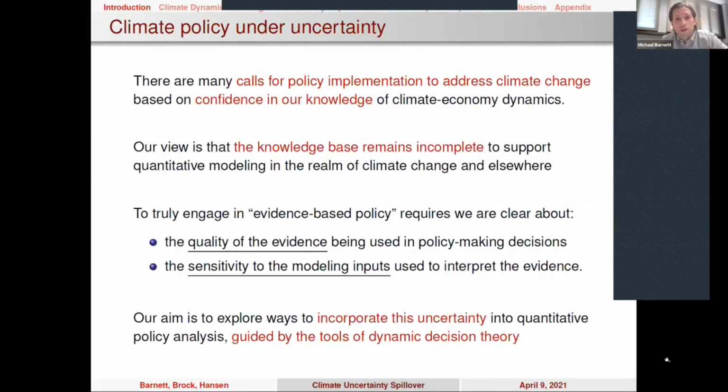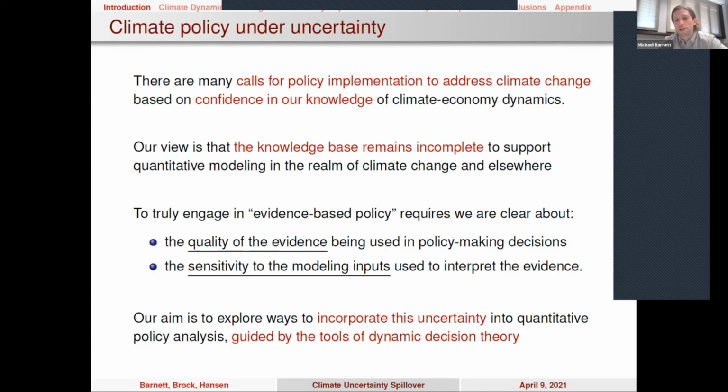So there's been a lot of calls for policy implementation to address climate change, and these are based on our knowledge and confidence in the climate economy dynamics. However, our view is that the knowledge base remains incomplete to support the standard type of quantitative modeling in the realm of climate change and elsewhere to do this.